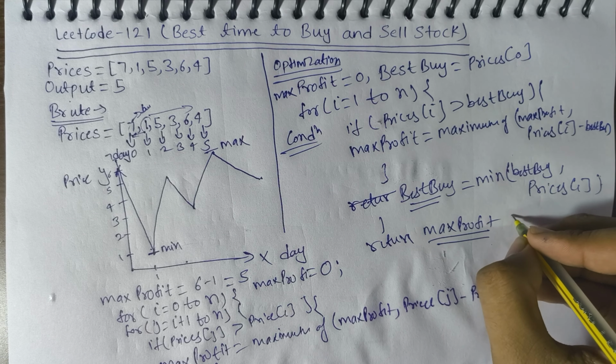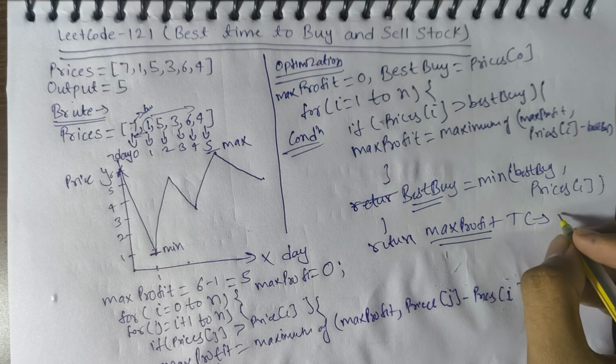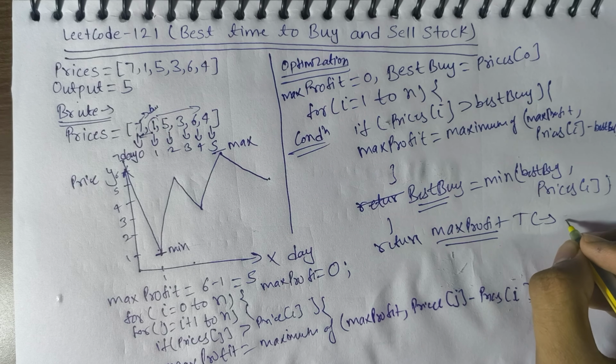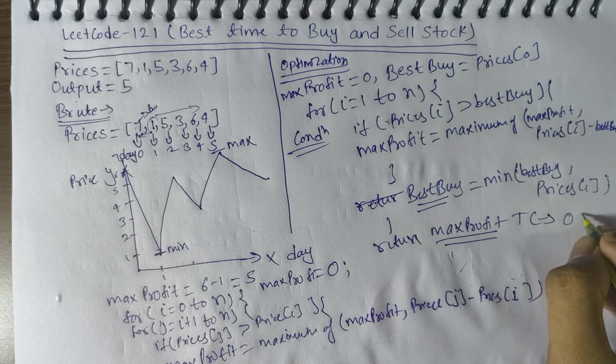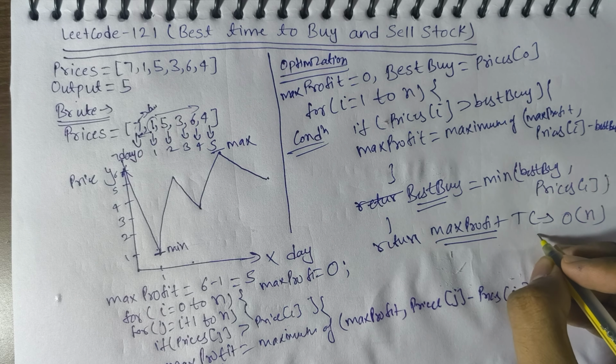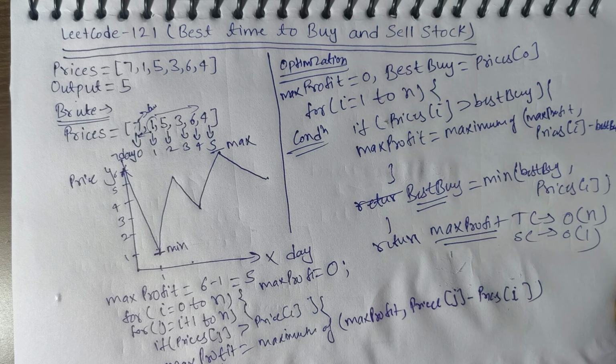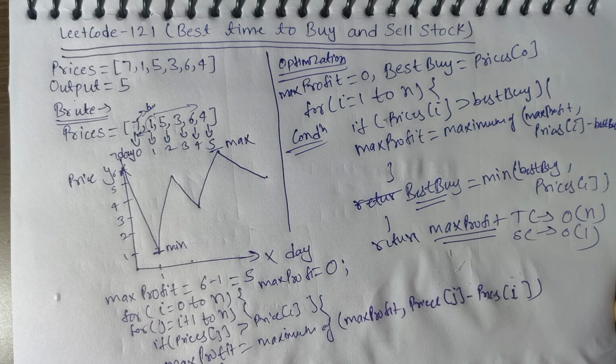Talking about the time complexity, we use only one loop for i equal to 1 to n, so obviously the time complexity is big O of n. Also we do not use any extra space, so the space complexity is big O of 1. So let's dry run this approach.